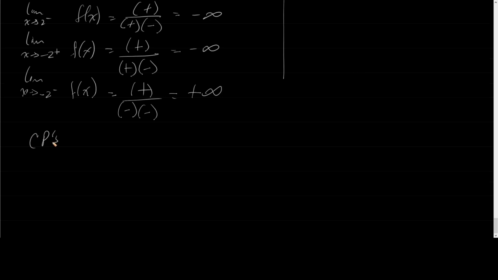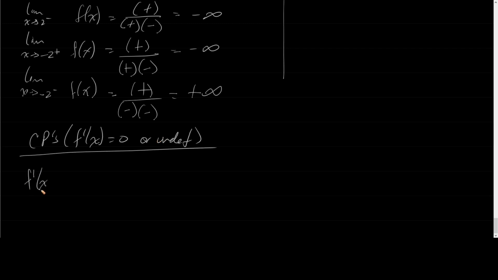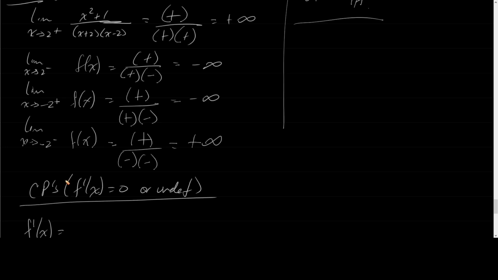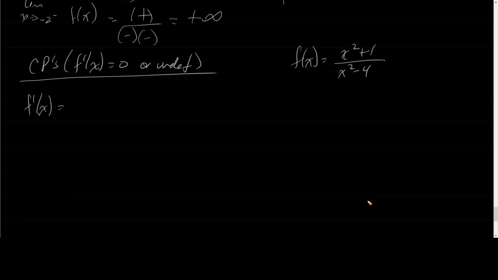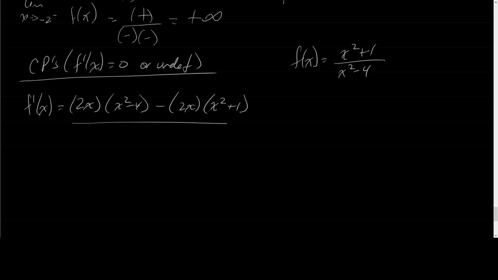The critical points are where f prime of x is equal to 0 or undefined. All right. So what is f prime of x? Well, what was the function? F of x was x squared plus 1 over x squared minus 4. All right, cool. So the derivative of the top, 2x, times the bottom, x squared minus 4, minus the derivative of the bottom, 2x, times the top, x squared plus 1, all of that over the bottom squared, right?